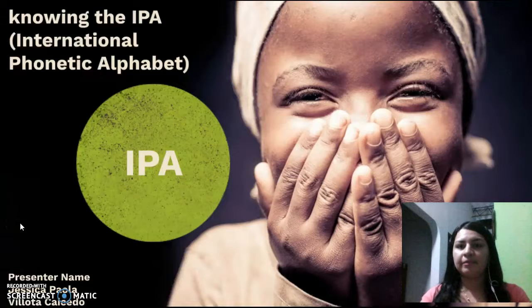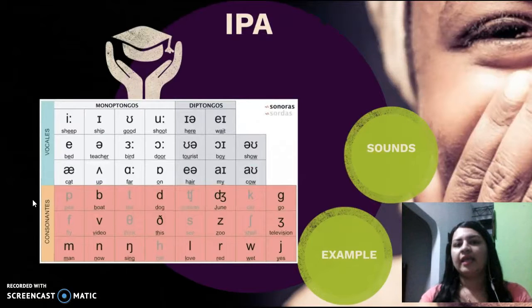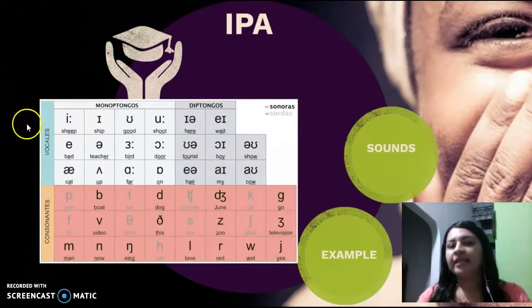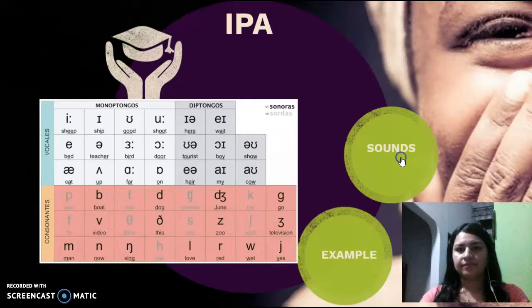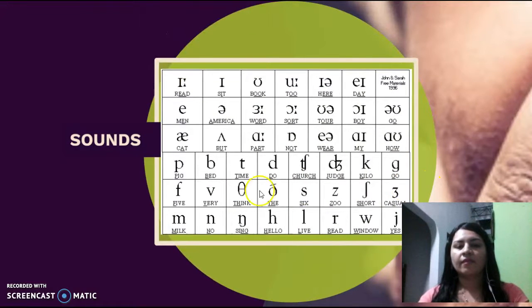Let's see the symbols that English uses to improve pronunciation. This is the International Phonetic Alphabet. Each symbol has a sound, sounds of vowels and consonants.